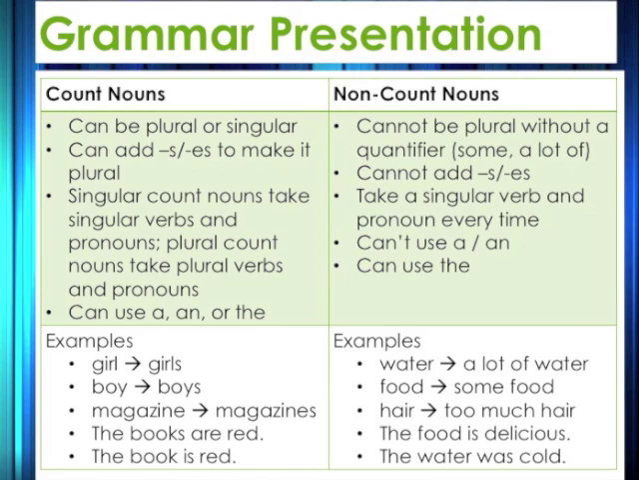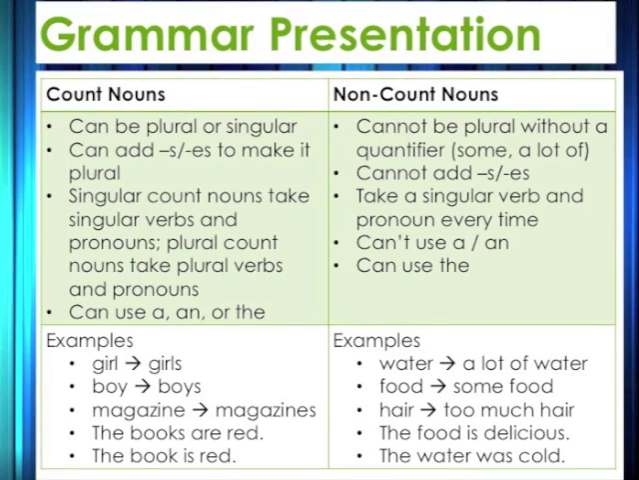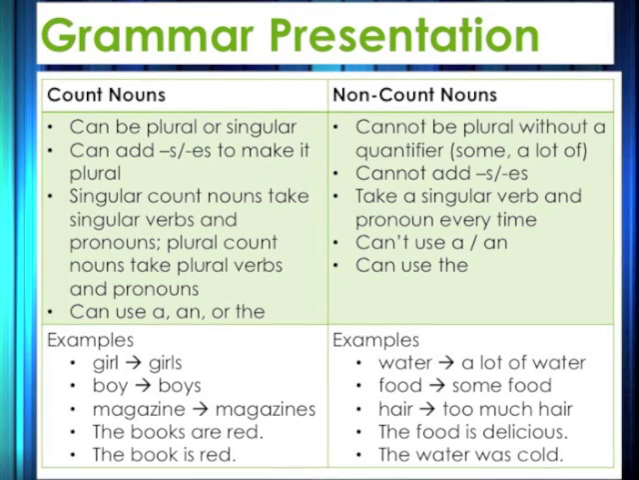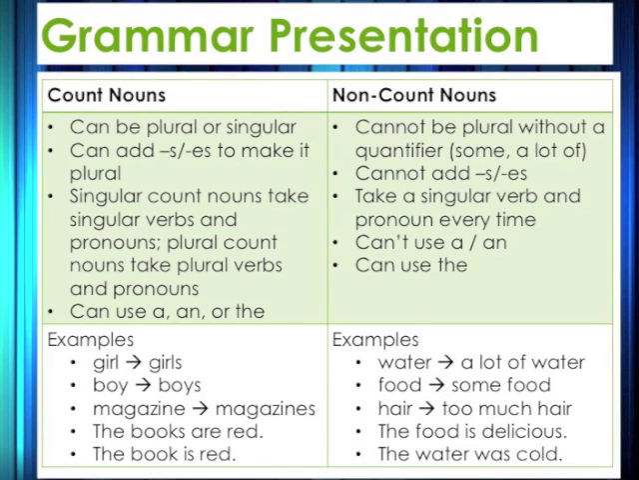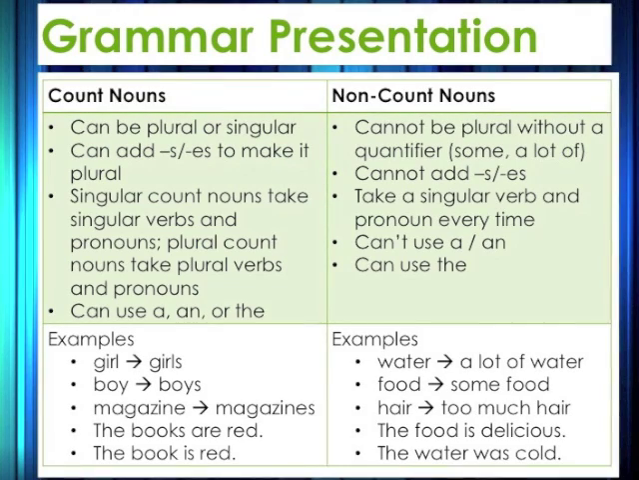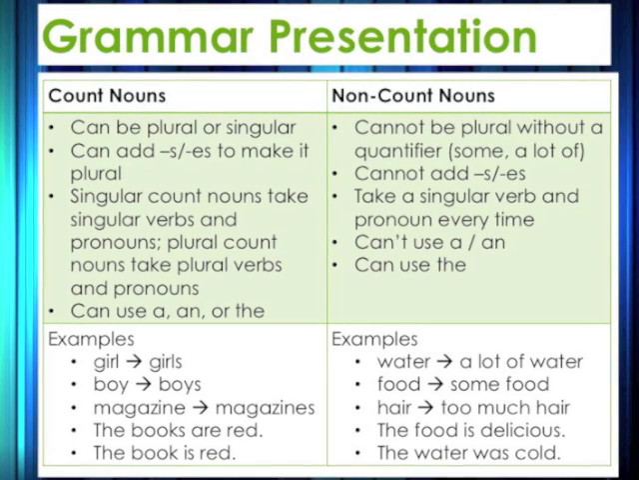The examples I have up here for you are girl to girls, boy to boys, magazine to magazines, and two sentences: the books are read, the book is read. Non-count nouns, on the other hand, can't be made plural without a quantifier. You could add some or a lot of. We'll talk more specifically about quantifiers in a minute or so.